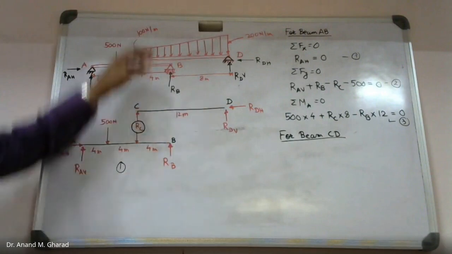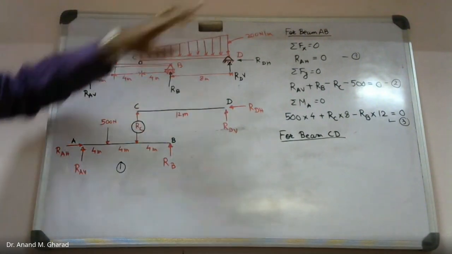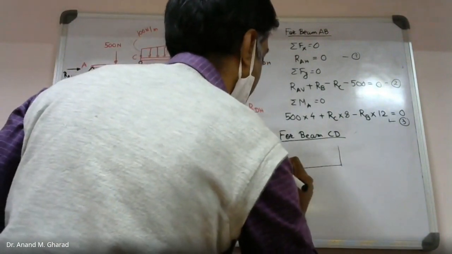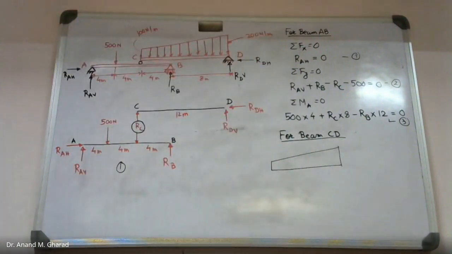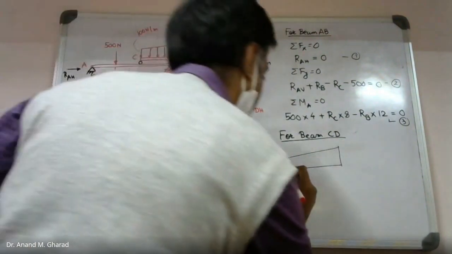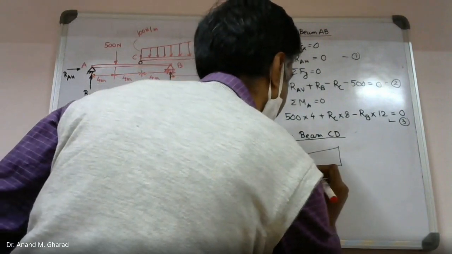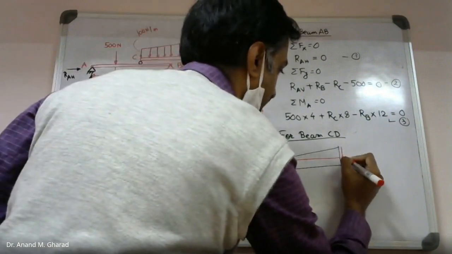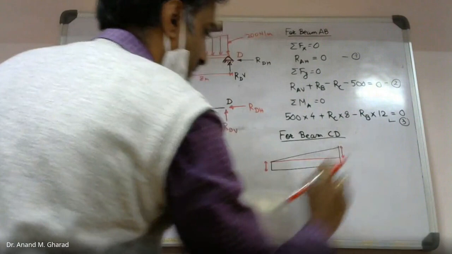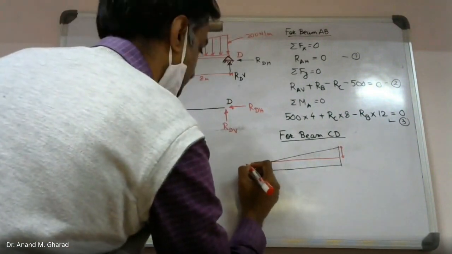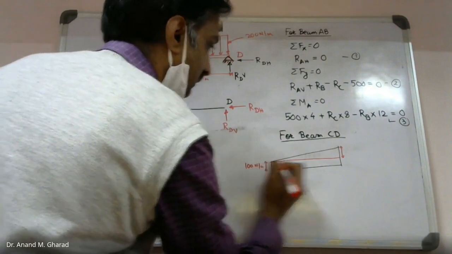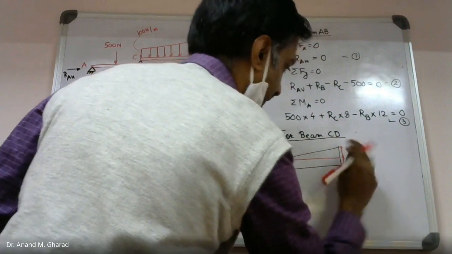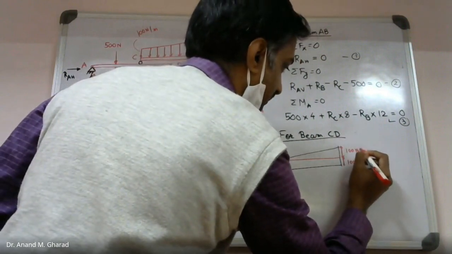Now on beam CD, you can see there is uniformly varying load. How to treat uniformly varying load? This is the condition which is given, trapezoidal loading. What you can do is you can divide this trapezoidal loading into two parts. One will become triangular, another will become rectangular. This is triangular, this is rectangular portion, right? The intensity is given as 100 Newton per meter.